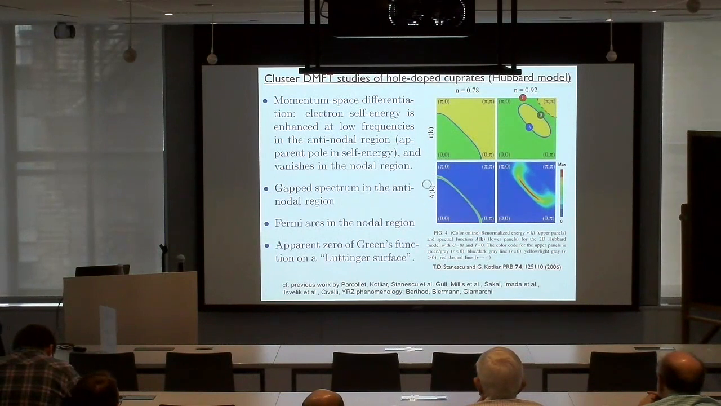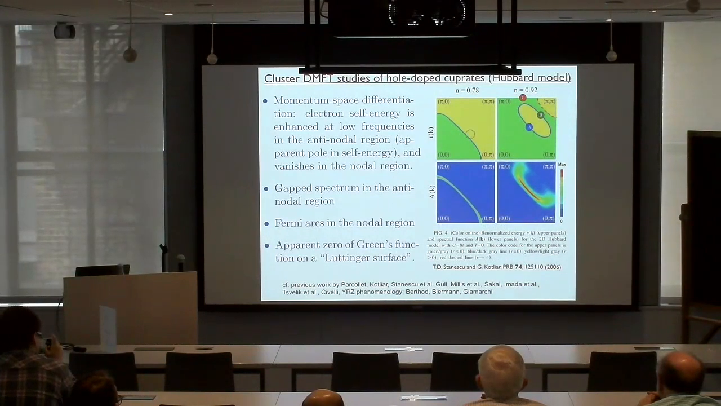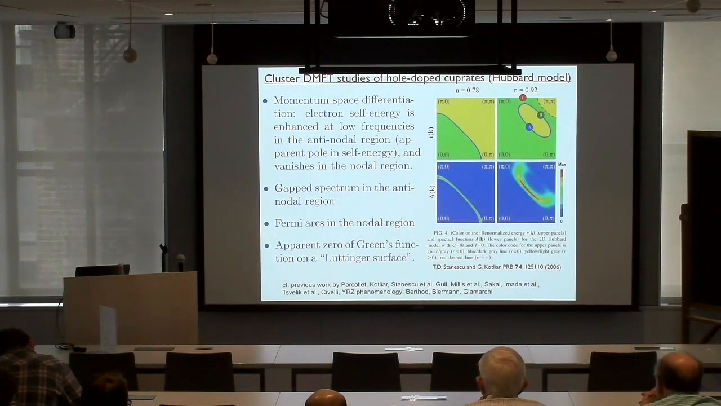Associated with that is, if you look at what's shown here, this particular plot in the paper was by Stanescu and Kotliar. I think these are actual numerical studies, and these are some interpolations, their guess as to what the Green's function actually is at zero temperature. So there's a gapped spectrum in the antinodes, meaning that this is the A of k and omega, so there is no intensity there at all. And then there's a lot of intensity in the nodal region. This is the arc-like structure.